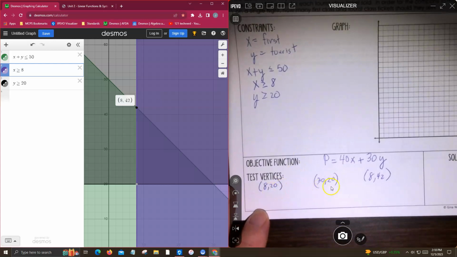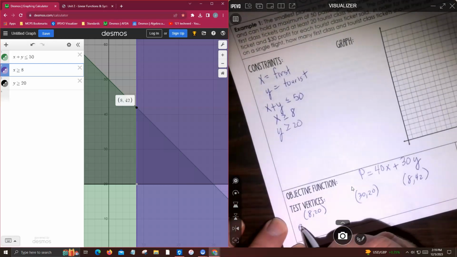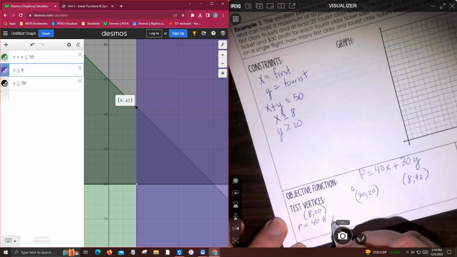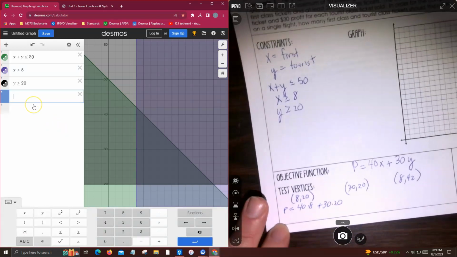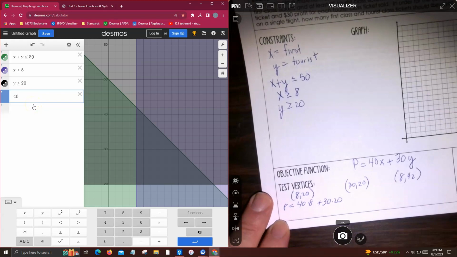Now, what's silly is if I looked at these 2 and I was talking about profit, obviously this is going to generate more money than this one will. But I'll test it just for the sake of going through the motions. So P equals 40 times 8 plus 30 times 20. If you're not superb at that, you can just put that in Desmos. 40 times 8 plus 30 times 20 gives me 920.